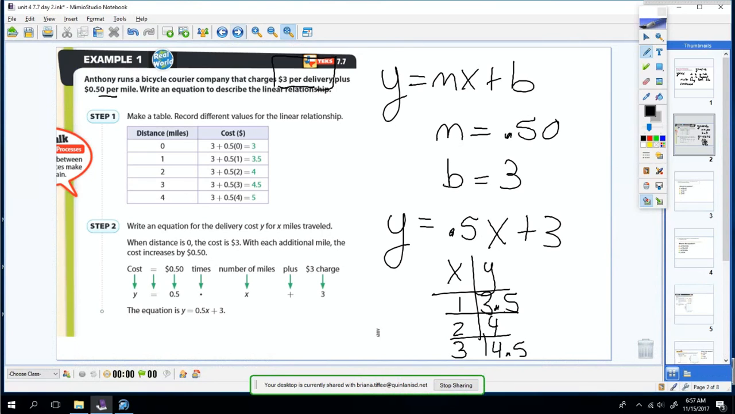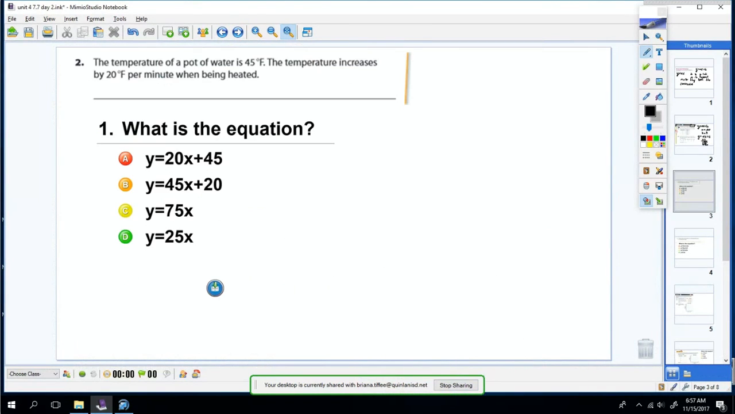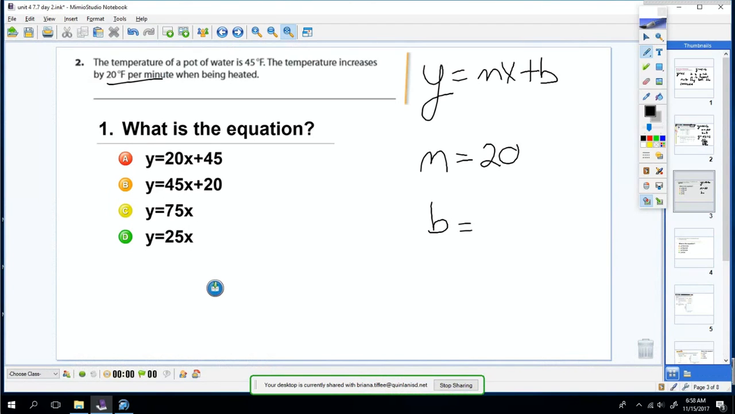This is your turn, but we're going to do it on the video. It says the temperature of the pot of water is 45 degrees. The temperature increases by 20 degrees per minute. So we're again using the format y is equal to mx plus b. We're trying to find our m, and we're trying to find our b. M is our constant. Our constant is 20 degrees for every minute. Our b is our starting point, which is 45 degrees. So my equation is y is equal to 20x plus 45, which is right there.